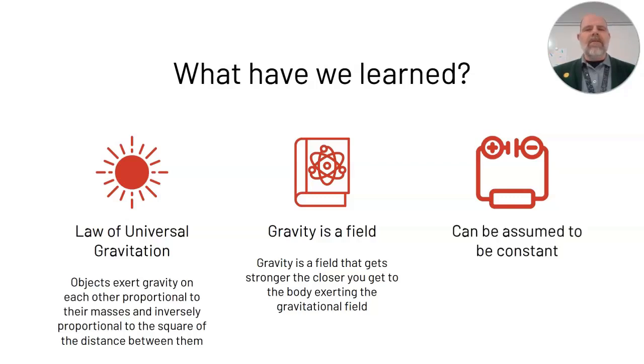And finally, we learned that gravity can be assumed to be constant in certain circumstances. So the gravity field can be assumed to be constant close to Earth over short distances. So if you're close to the Earth, close to the surface of the Earth, and over short distances, we can assume that the gravitational field is constant.